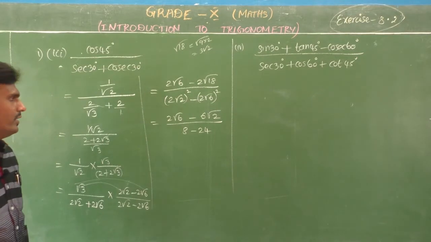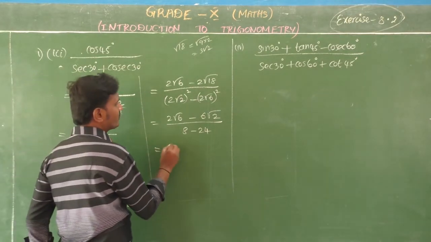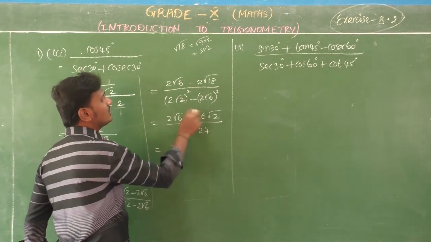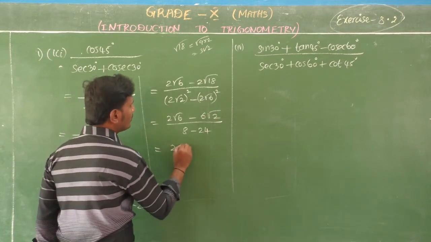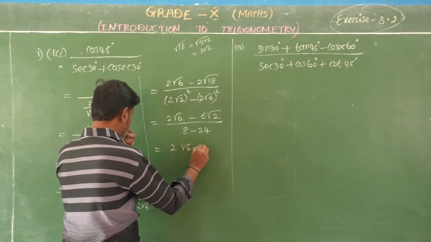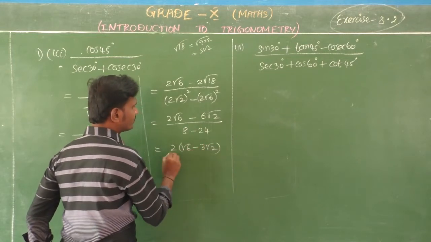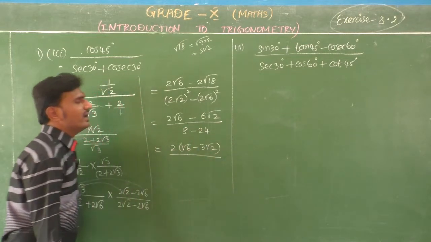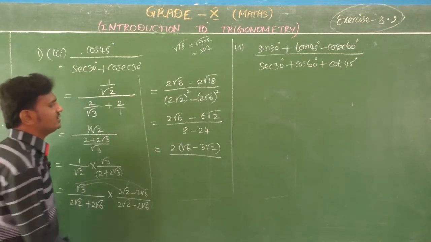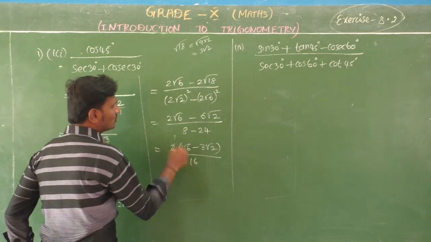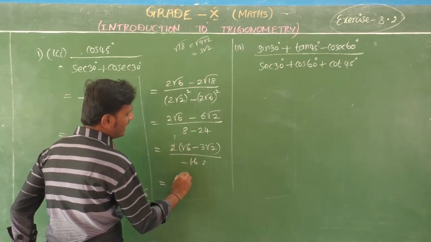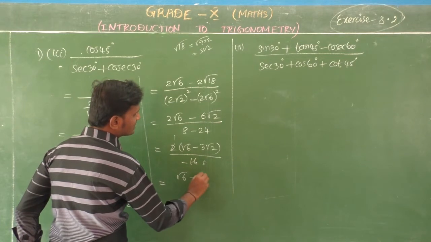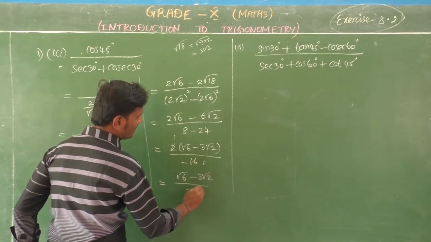Now see, if you want to take 2 outside in the two terms in the numerator, you are going to get root 6 minus 3 root 2, the whole divided by 24 minus 8, you know 16, which is minus 16. So 1 twos are 2, 8 twos are 16. Finally, you are going to get the answer root 6 minus 3 root 2 the whole divided by minus 8.